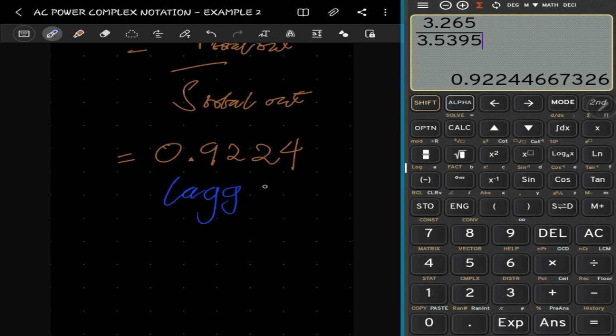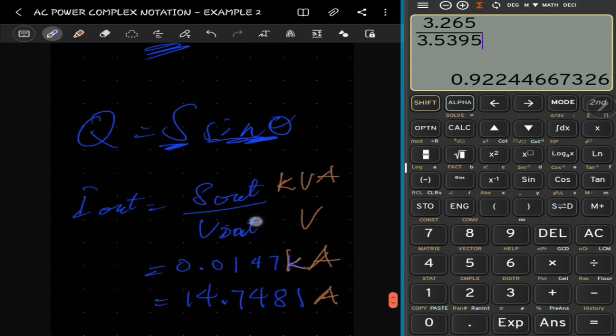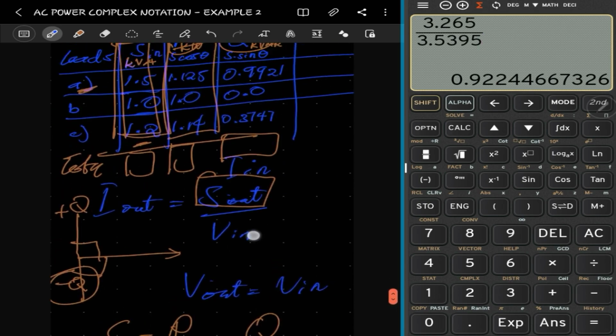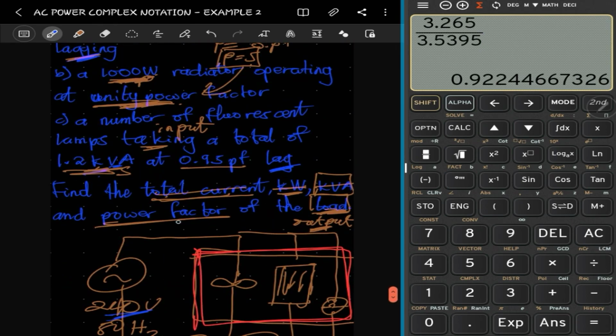So lag. When it comes to the reactive power, you must pay attention to whether it is leading or lagging, because it's the one that can be positive or negative. So now we have the power factor as well. Is there anything else we're supposed to find? No, we are done with everything. We found the power factor as well.